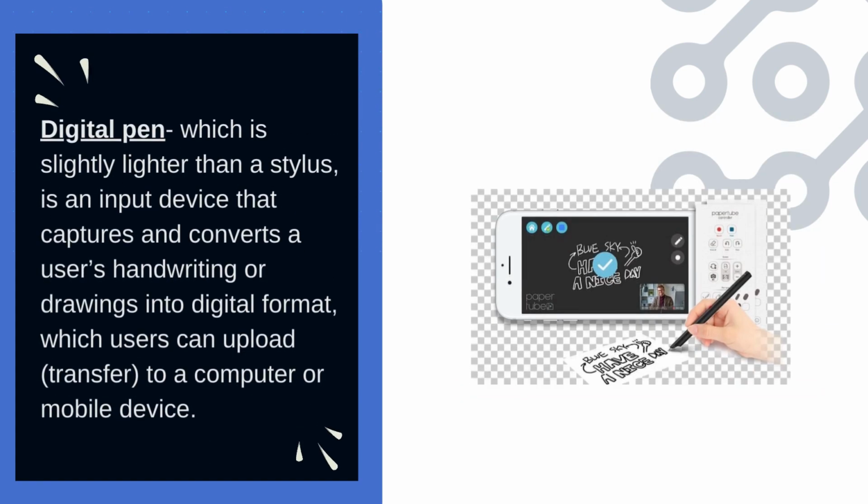Another input device is the digital pen, which is slightly lighter than a stylus. It's an input device that captures and converts a user's handwriting or drawings into digital format, which users can upload or transfer to a computer or mobile device.